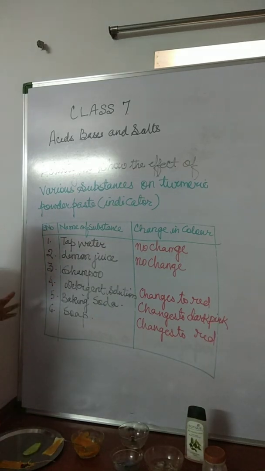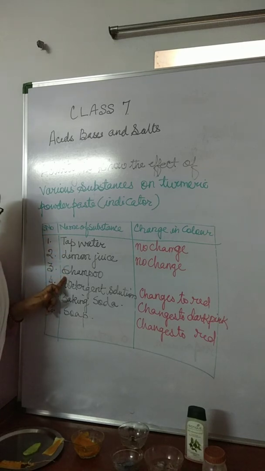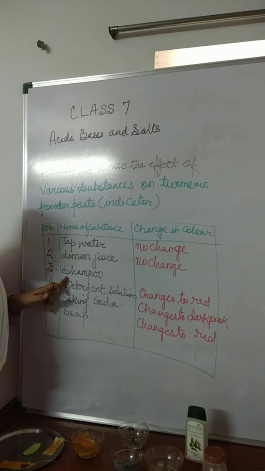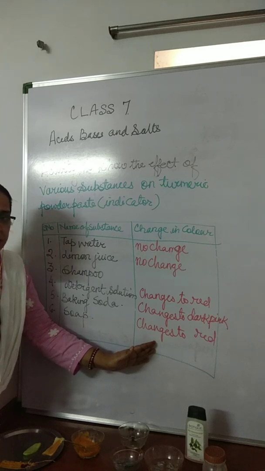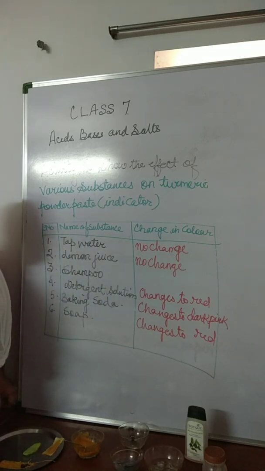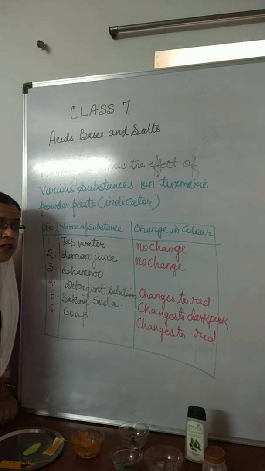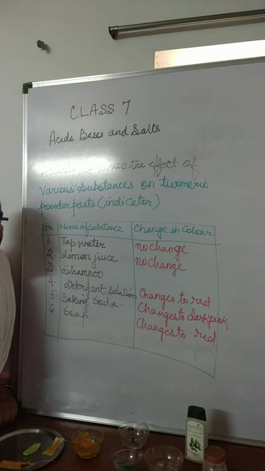Now we can conclude by looking at all of these. Tap water, lemon juice, shampoo, there is a little bit of doubt about it, because nowadays such shampoos are made that are less harmful to the hair and the scalp. Detergent solution changes to red. Baking soda also changes to dark pink, and soap. Those that are changing to red are the basic substances. There is a limitation in this, that we can only test for bases, whether the given substance is a base or not. And we will just be left with tap water and lemon juice.